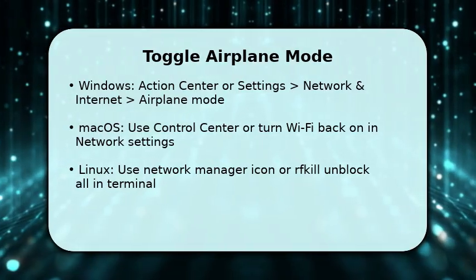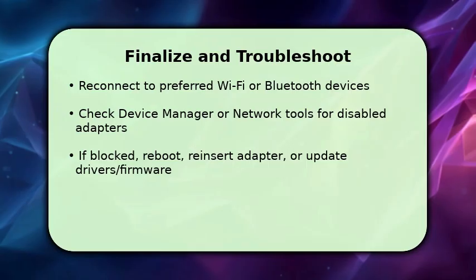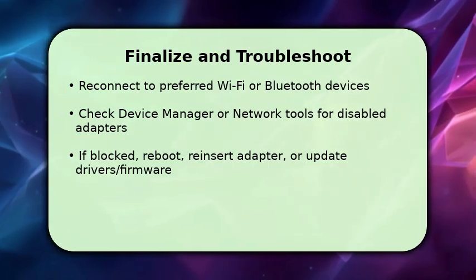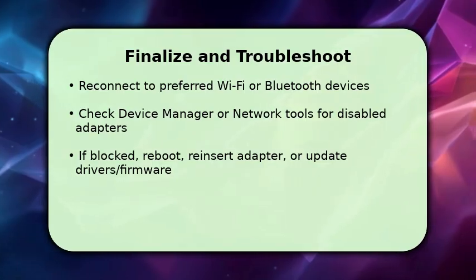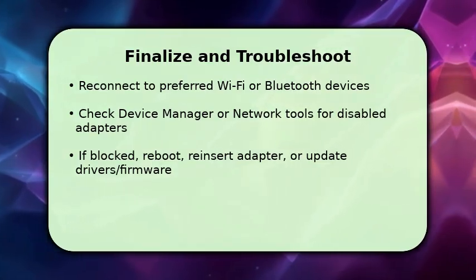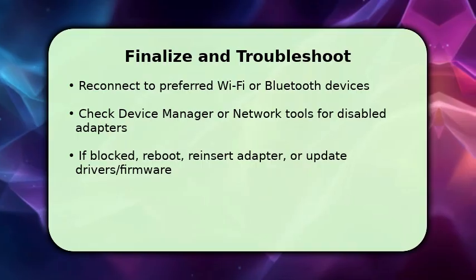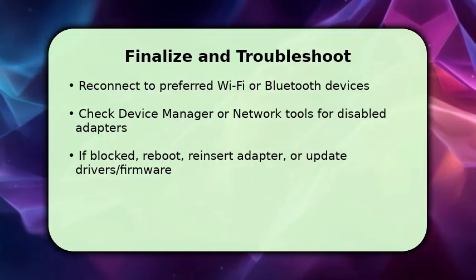Once airplane mode is off, select your Wi-Fi network and enter credentials if needed, and re-pair Bluetooth devices. If networks do not appear, open Device Manager or Network Settings to verify adapters are enabled. Make sure drivers show no errors.